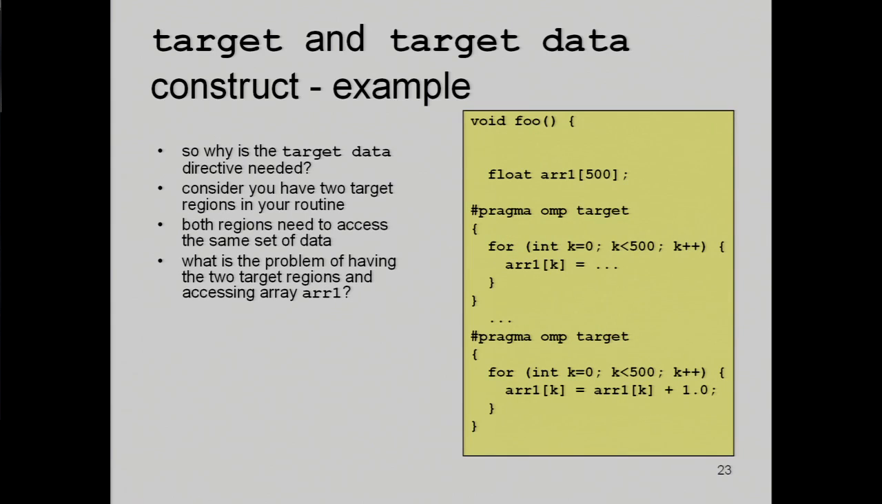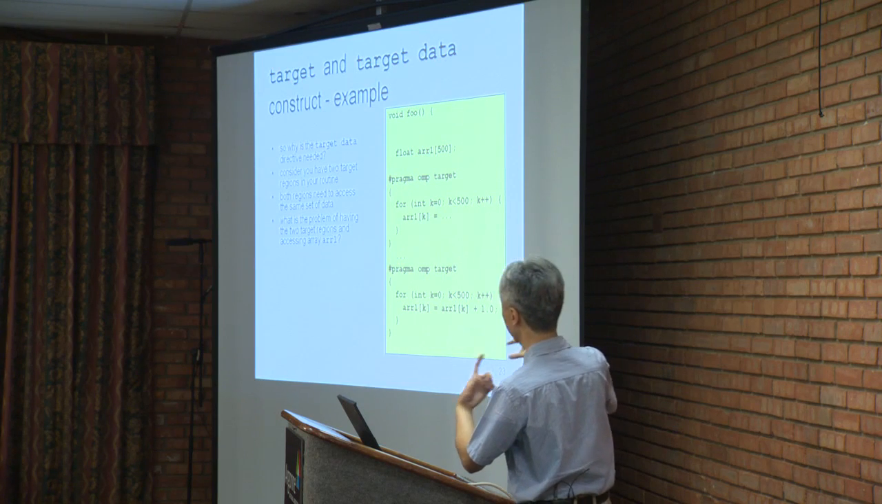So one will ask, okay, we have a target construct and we have a target data construct. It seems they are doing the same thing. Other than the spec saying they are doing different things, it looks like they are doing the same, mapping data onto the target device. But if you look at this example, you have two target regions in your routine.